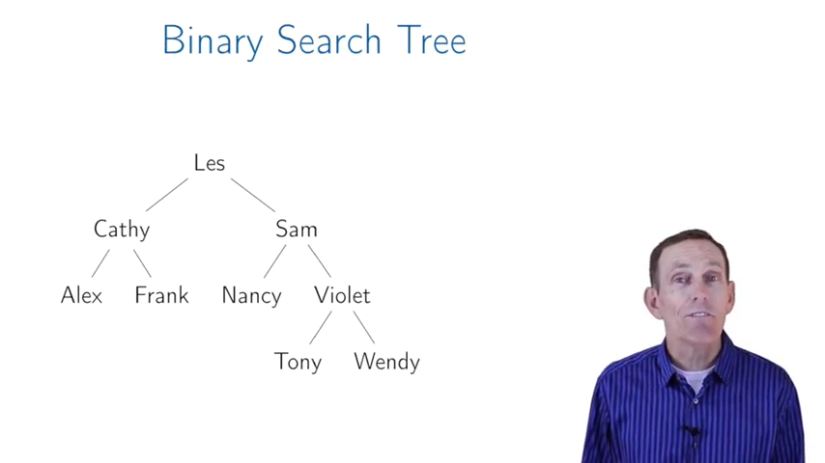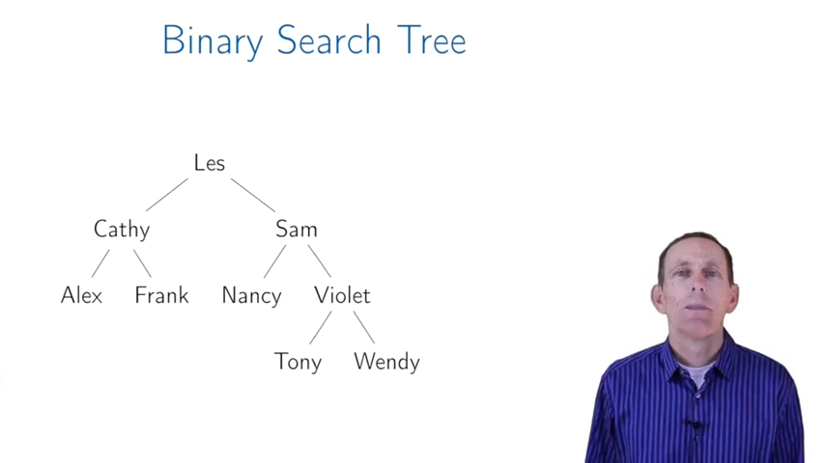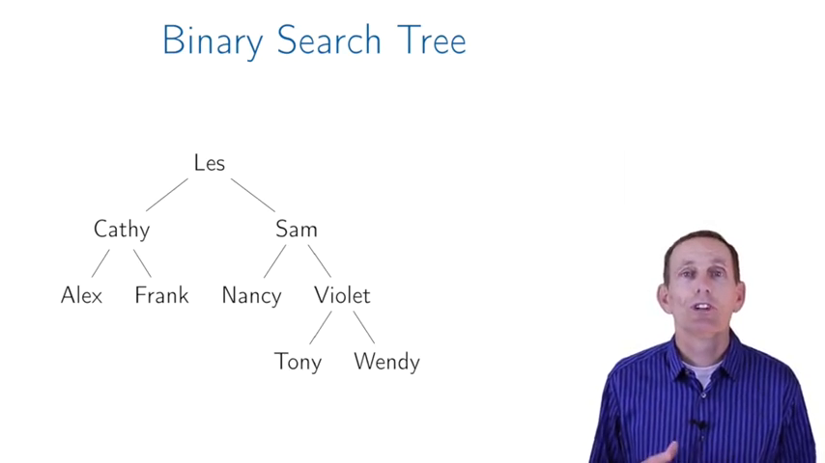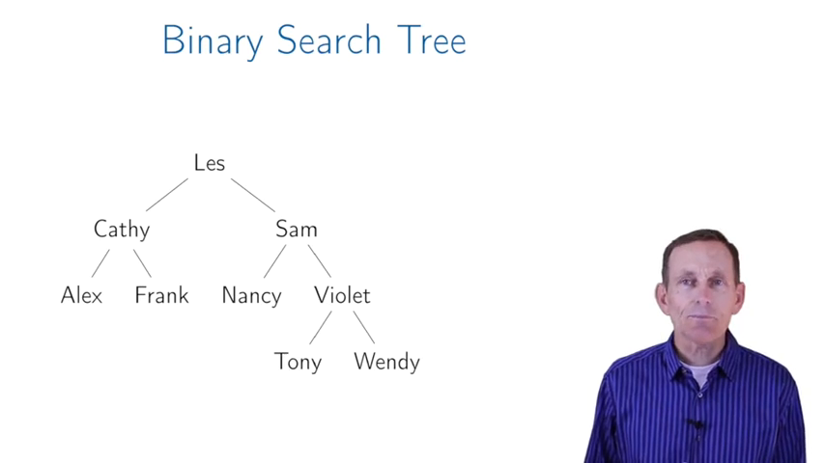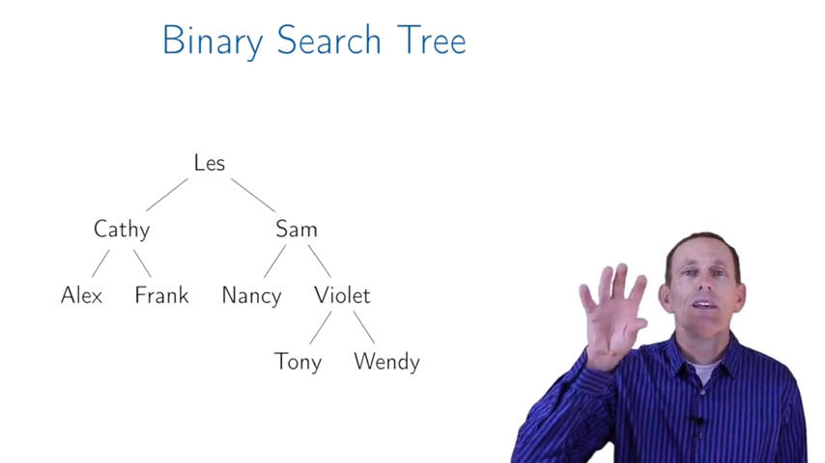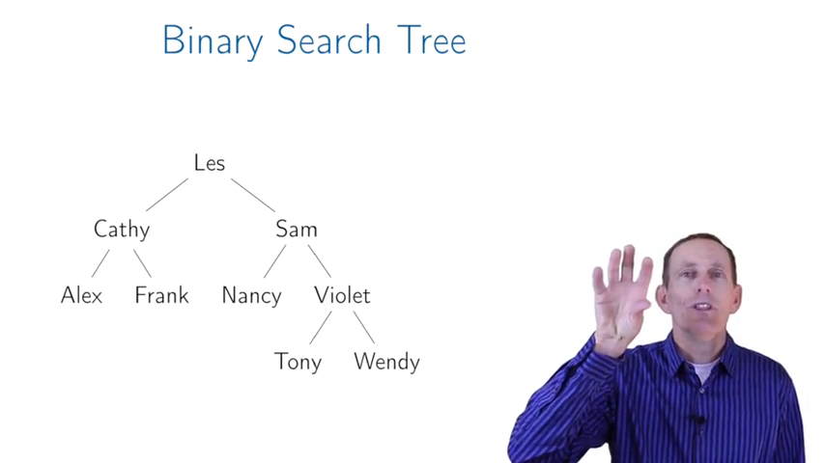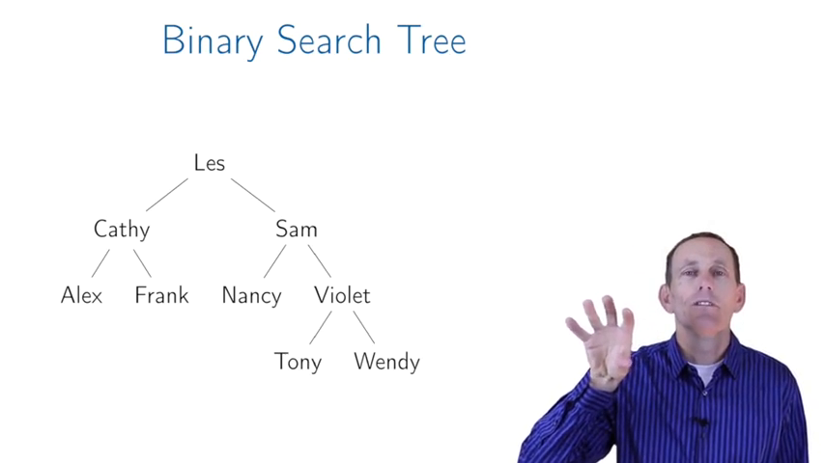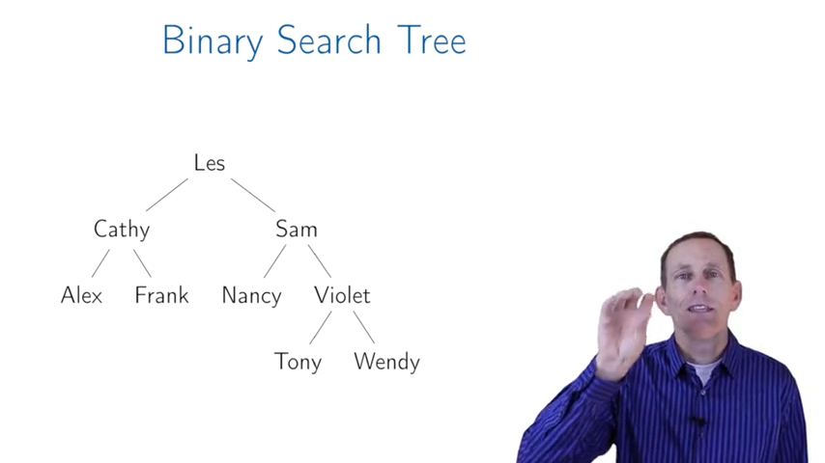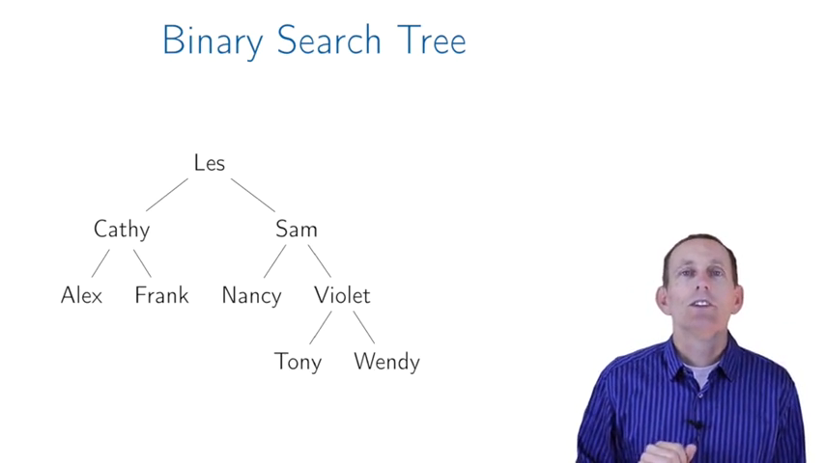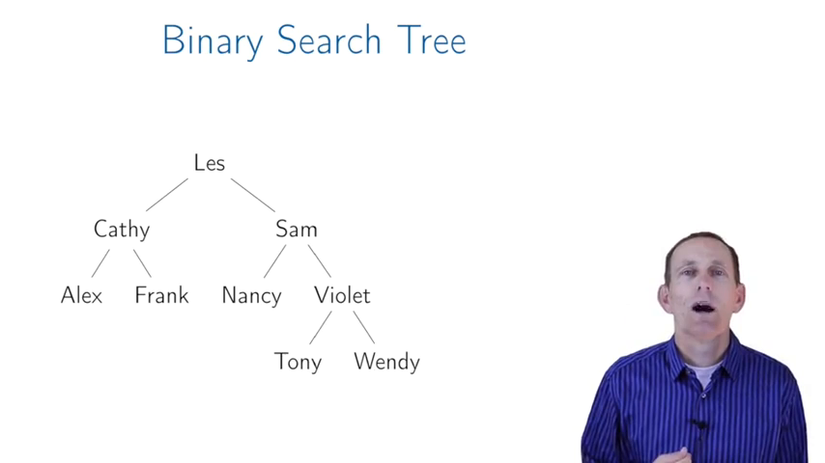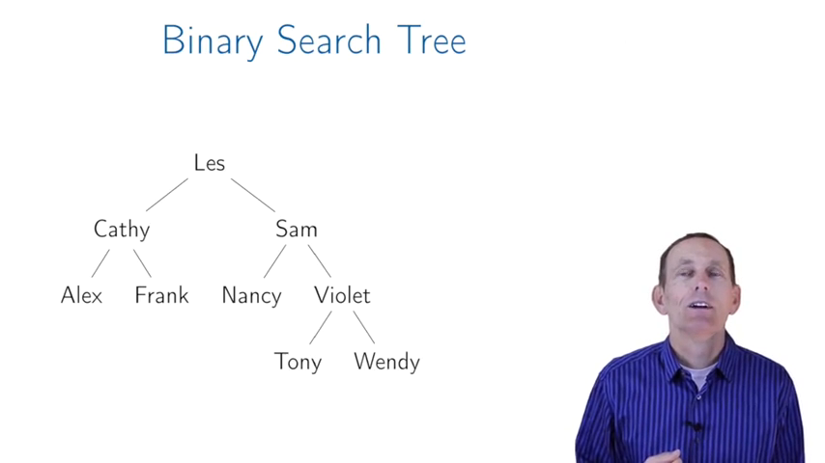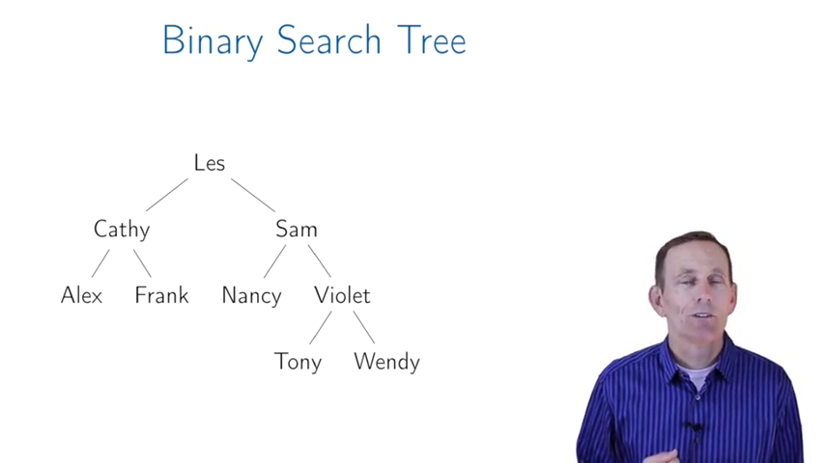So binary search tree is a very common type of tree used in computer science. The binary search tree is defined by the fact it's binary, so that means it has at most 2 children at each node. And we have the property that the value of the root node is greater than or equal to all of the nodes in the left child, and it's less than the nodes in the right child. So here, less than and greater than, we're talking about alphabetically. So Les is greater than Alex, Kathy, and Frank, but is less than Nancy, Sam, Violet, Tony, and Wendy.